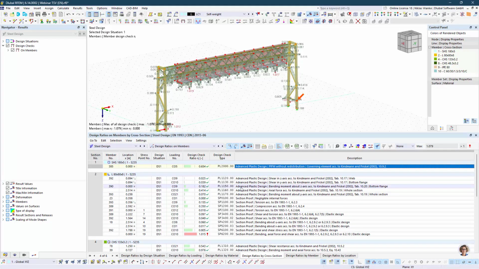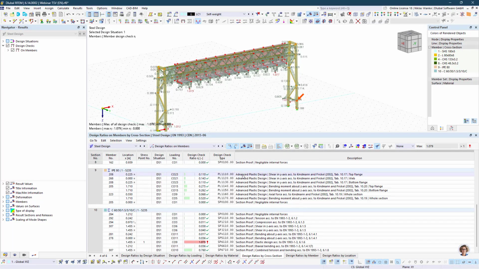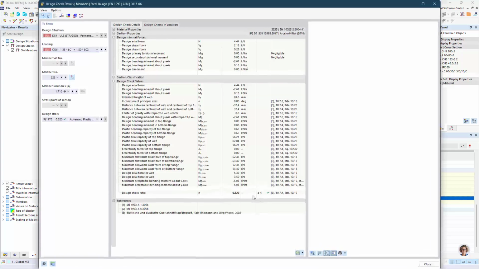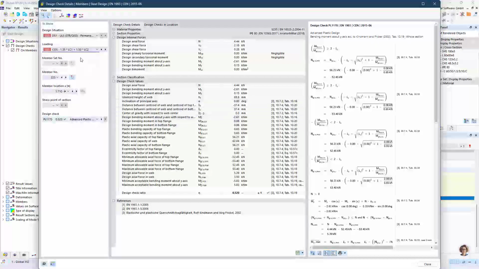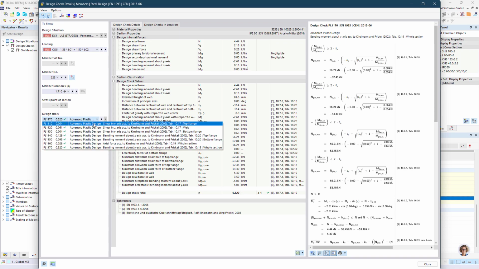One more thing I would like to show in RFEM 6 are the design check details of these PIFM design checks. For that, we want to have a look together, as an example, at the IPE profile. So I will double click on the design check with the highest design ratio. And now we will see what has been done for this member at this location for one specific load combination. And what we can see, not only one design check has been performed for the PIFM, but multiple design checks.